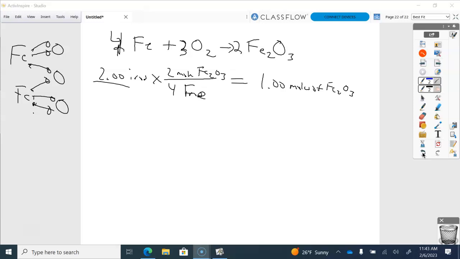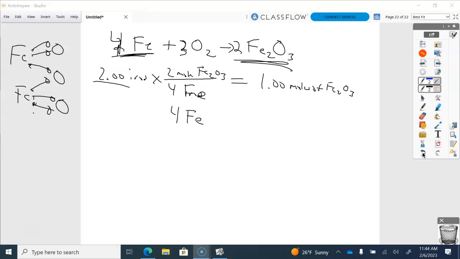4 Fe. 4 iron. For every 4 of these, I make 2 of those. Every 4 moles of that, I make 2 moles of the other. Which one did you get right? How would you like to do it?